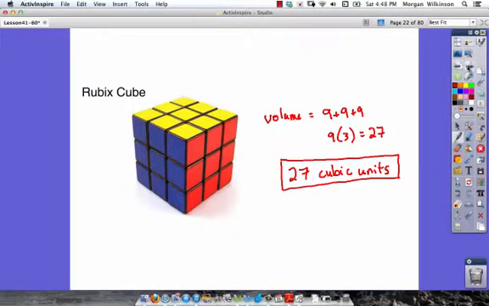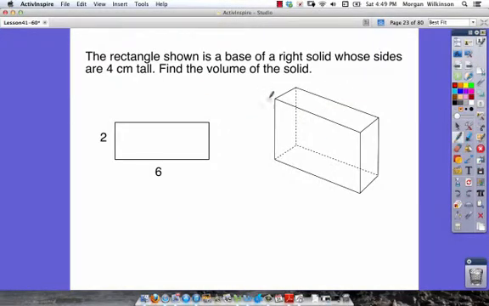Let's look at a problem. Let's say we have this. The rectangle shown right here is a base of a right solid whose sides are 4 centimeters tall. Find the volume of the solid. When we do this question, we've got to figure out which piece is which. So the rectangle shown is a base of a right solid. This is a right solid. It's called a right solid because it has right angles when we go from the base to the height. And it's a solid because it's three-dimensional.